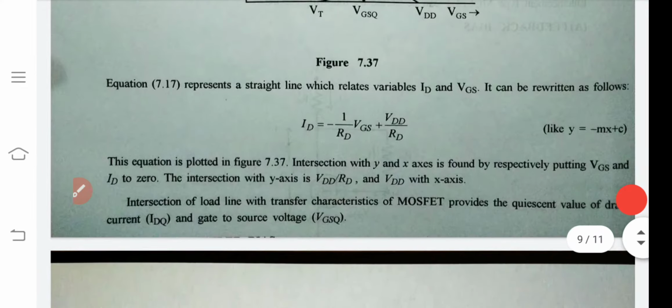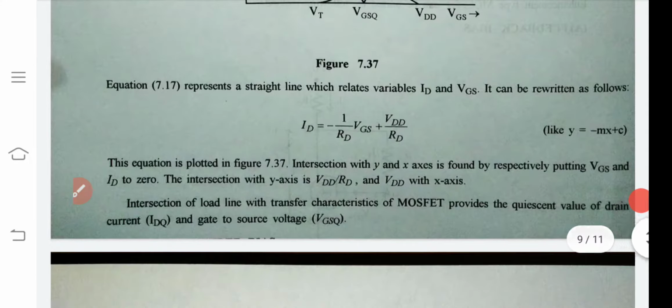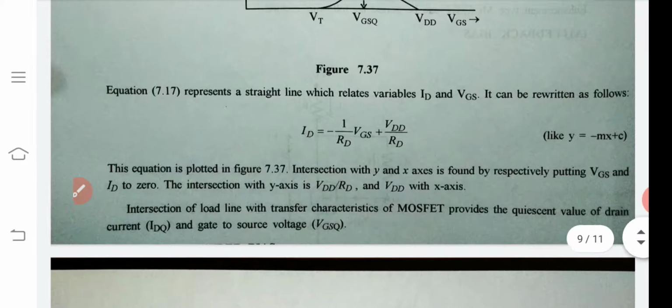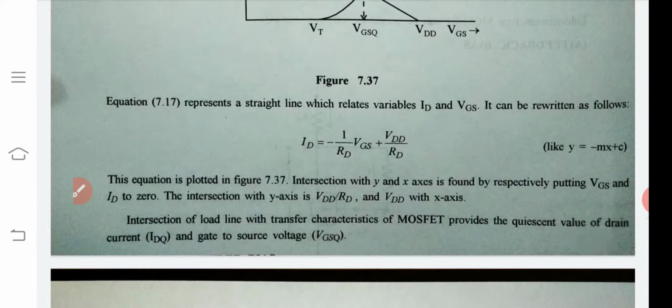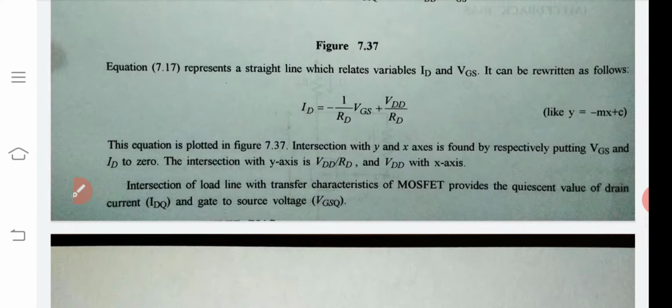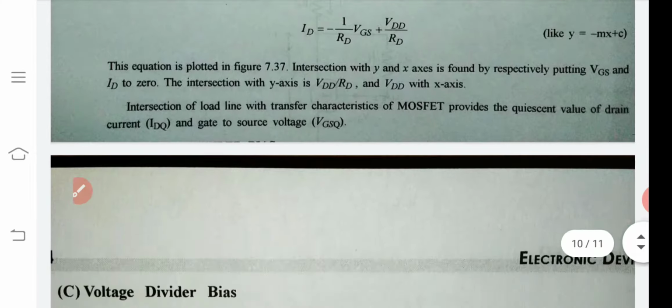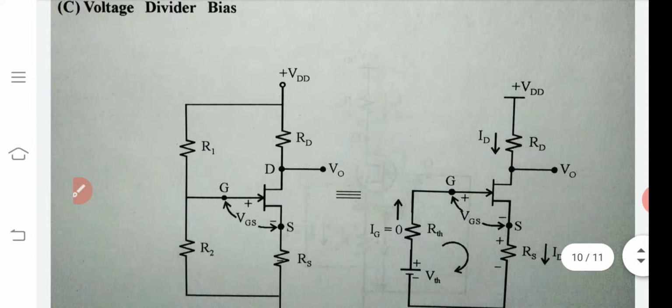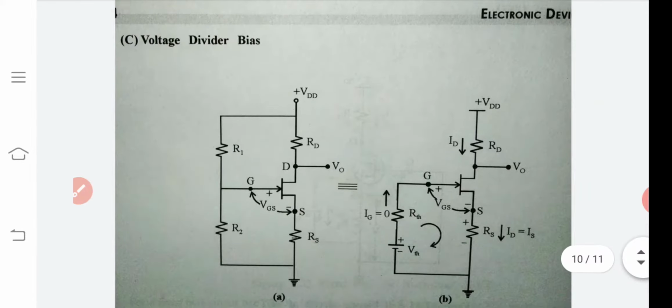Representing a straight line which relates the variables ID and VGS, it can be written as ID equals minus VGS upon RD plus VDD upon RD. This equation is plotted in the graph. Intersections with the Y and X axes are found respectively by putting VGS and ID to 0. The intersection with the Y axis is VDD upon RD and VDD with the X axis. Intersection of the load line with the transfer characteristics of the MOSFET provides the quiescent value of drain current and gate to source voltage.